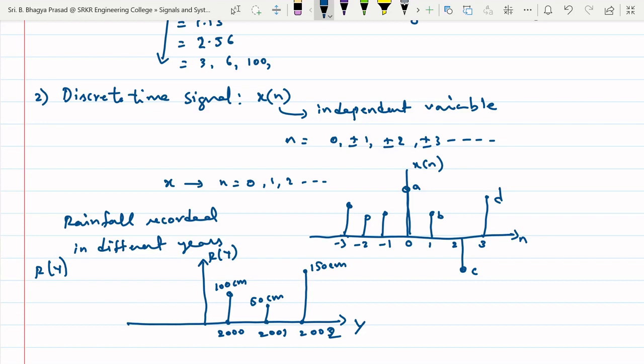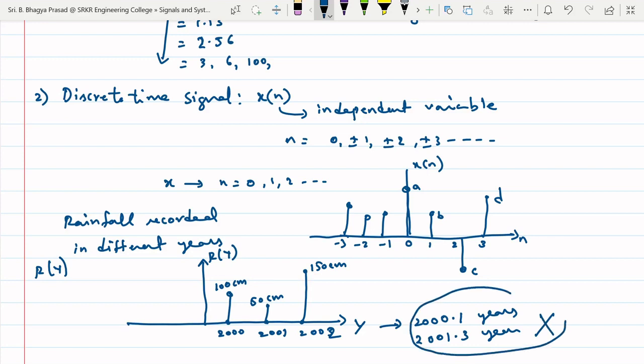And these years are not represented as 2000.1 years, okay, or else 2001.3 years, and this is false. Okay, you should not represent such a signal like this, right?